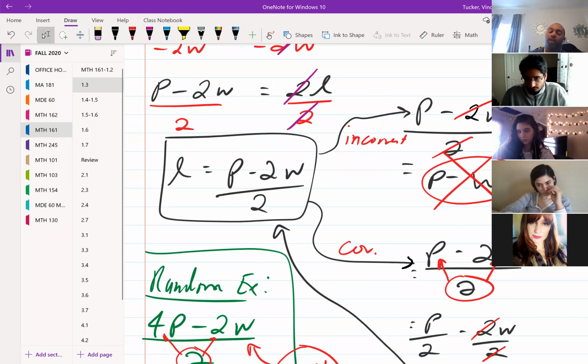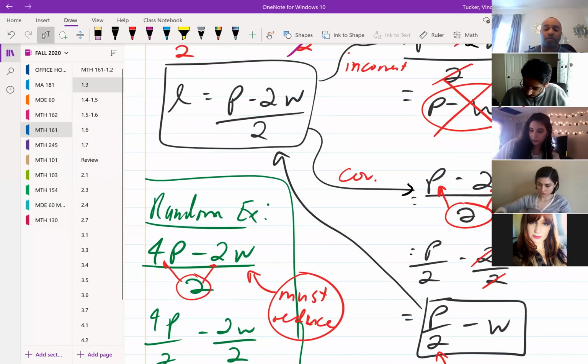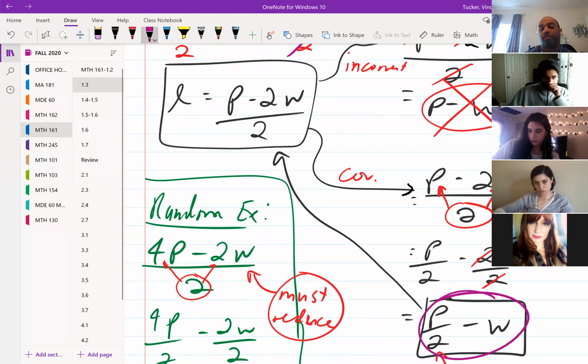Whenever you have a denominator and you have multiple terms in your numerator, and remember your terms are split up by your minus and plus signs, so we have 2 terms, P and negative 2W, that denominator has to go into each term in your numerator. So you have P minus 2W divided by 2. That 2 goes into each term. That leaves us with P over 2 minus 2W over 2. And now you can cancel out that 2 and leave you with P over 2 minus W. And this is another way of expressing that final answer. P over 2 minus W.